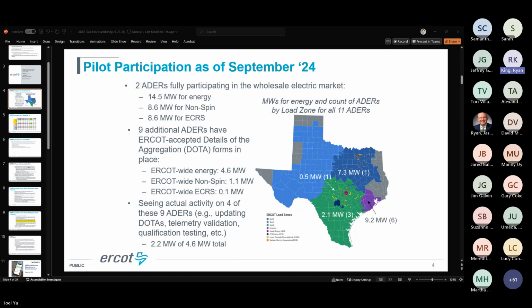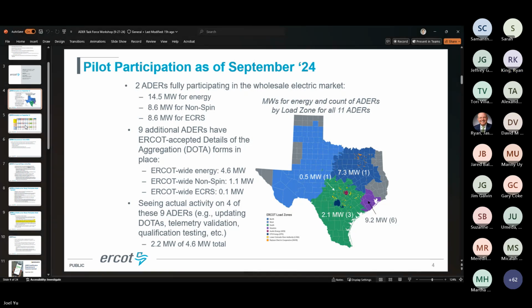We do have additional ADRs that have ERCOT accepted details of the aggregation or DOTA forms. I've also included the capacity amounts that are on there, just an update from previous slides. On the right-hand side, you can see roughly where these resources are geographically located. And we're also seeing activity on a number of these ADRs. There are some in various stages, but a number of them are updating their DOTAs, working on the telemetry validation and qualification processes. So there continues to be an active queue when it comes to participation in this phase.